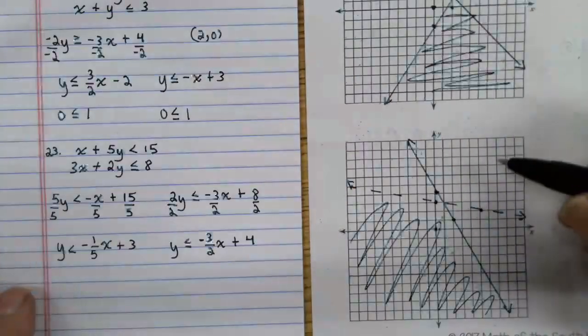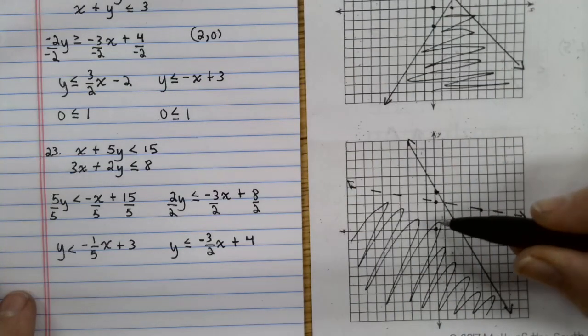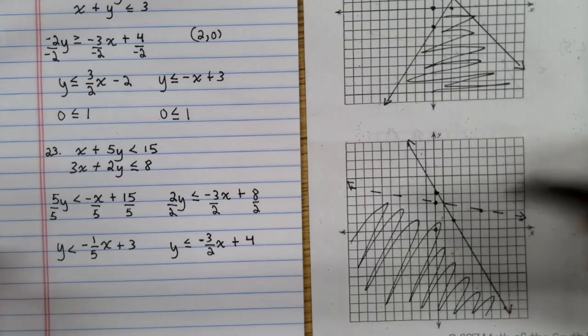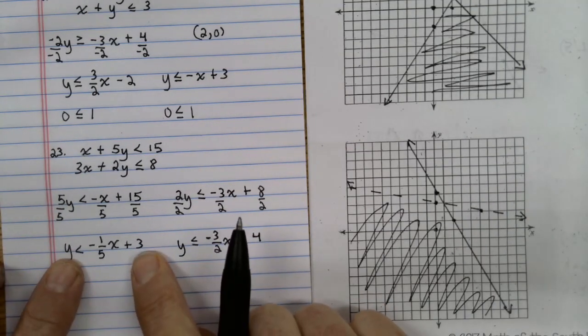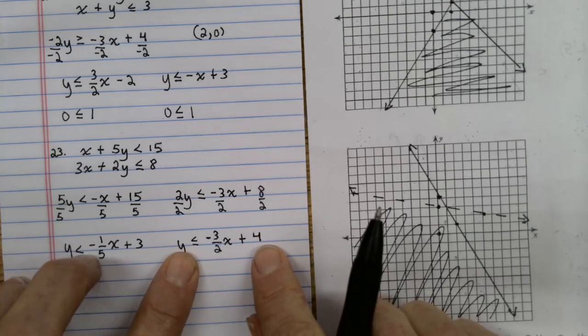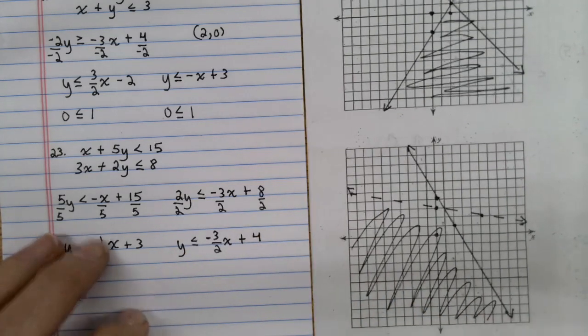which has my favorite test point. If I wanted to test, it has the test point 0, 0. I love 0, 0. It's so easy. I can just look at it. Is 0 less than 3? Yes. Is 0 less than or equal to 4? Yes. So that's the correct region.